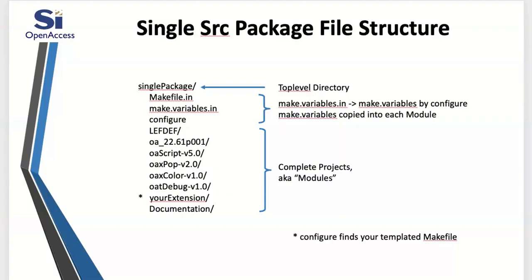So the configure system will collect whatever information is needed by those modules and then make it available to those modules. But the makefile of each module, like the OA script makefile itself, is launched, and it includes the make variables file that was produced by the configure at the top level. And that provides it with everything it needs to build. That's all that's needed, just the make variables. Okay. All right. Great. Thank you.